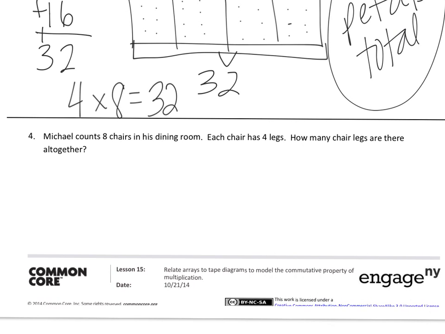All right, we're on our last problem. Michael counts 8 chairs in his dining room. Each chair has 4 legs. How many chair legs are there all together? Now this problem doesn't tell me how I have to solve it, so you can choose the method that you would like to use. You can draw a tape diagram, an array, equal groups, a number bond, a skip count. Possibilities are endless. I'm going to use a tape diagram since that's what we're practicing right now.